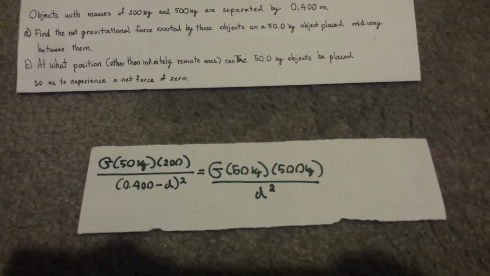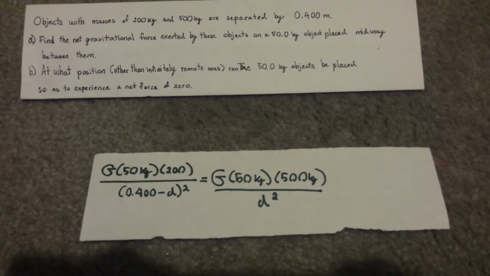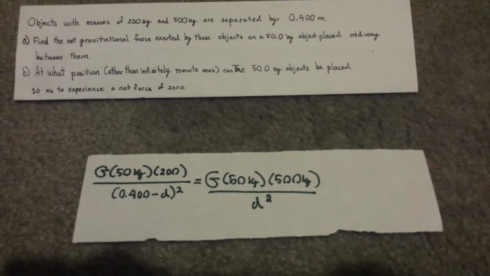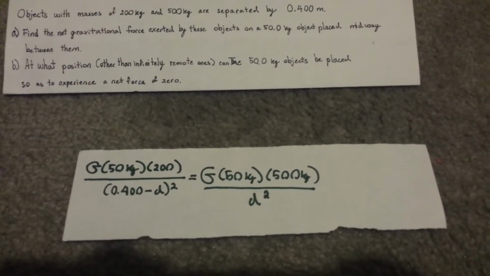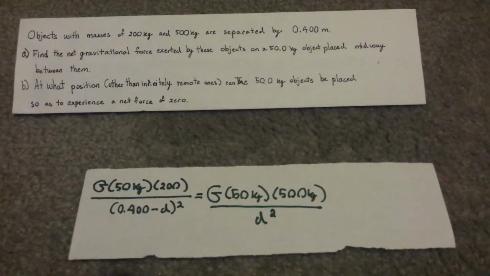It would be G, the gravitational constant, multiplied by the 50 kilogram object, multiplied by the 200 kilogram object, over 0.4 meters minus the distance, squared, equal to the gravitational constant multiplied by 50, multiplied by 500 kilograms, over the distance squared.